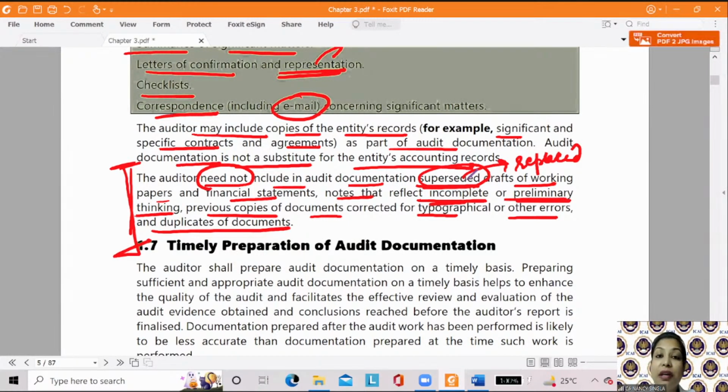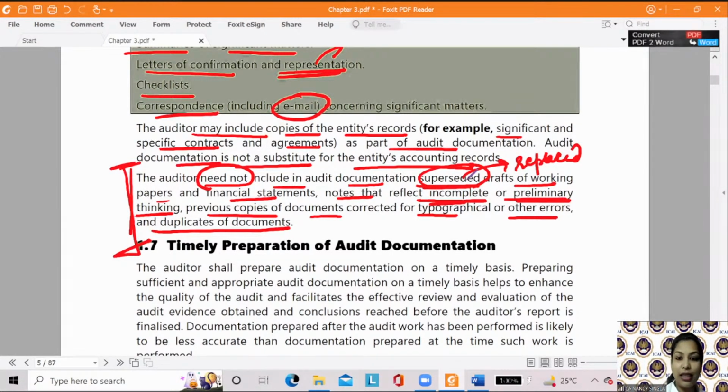Superseded is which has been replaced या which has been removed, उसकी जगह कोई और पेपर आ गया है ना. So Ayushi is saying ma'am side by side. Quickly send in your replies. So the answer is what?